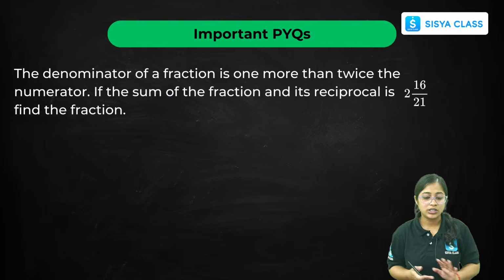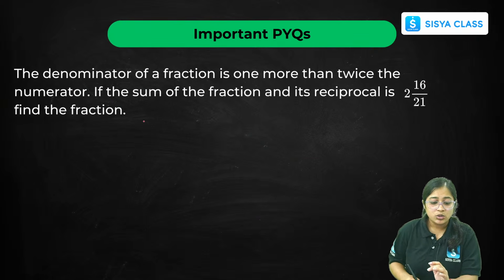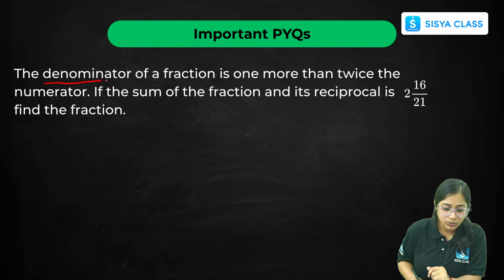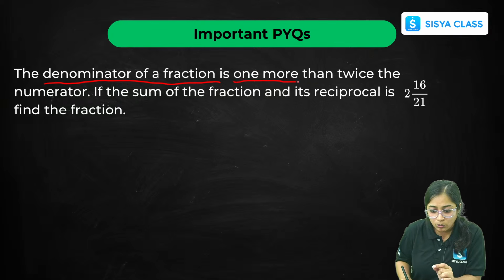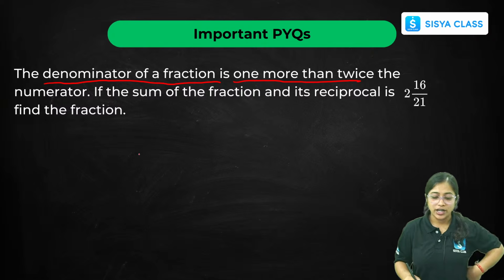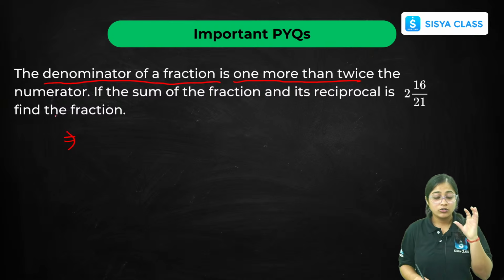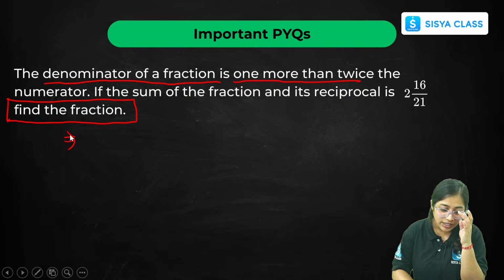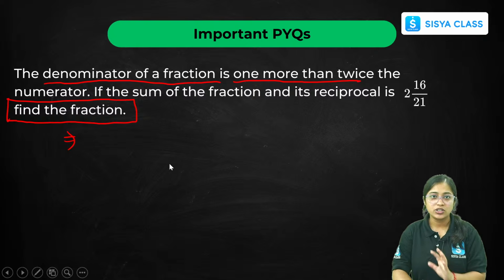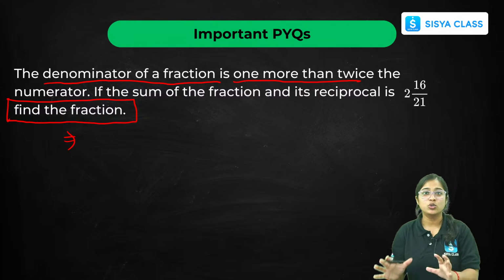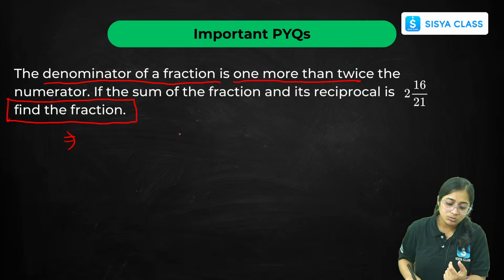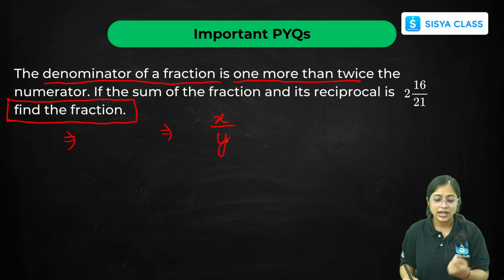Now let's move to the next question. So what is the question? The denominator of a fraction is 1 more than twice the numerator. And in the question, what is asked of you? Find the fraction. Whatever they have asked you to compute in the question, always assume that. So here they have asked you to find the fraction, so assume that the fraction is x upon y, where x is the numerator and y is the denominator.